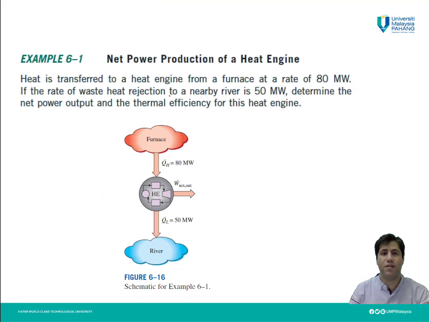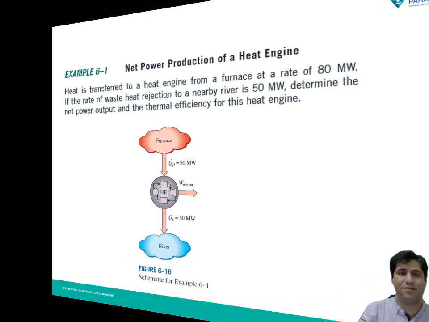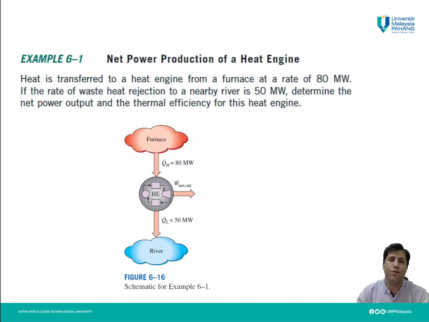Here we have some examples related to what I have told you. We will see in these examples how you can calculate thermal efficiency and so on for these heat engines or steam power plants. In the first example, we are going to calculate the net power production of a heat engine. This is a general example for different types of heat engines, because in different types of heat engines, as I discussed earlier, we have similar components.